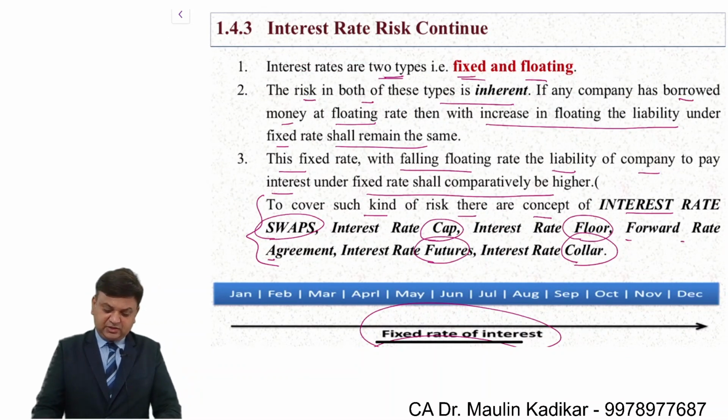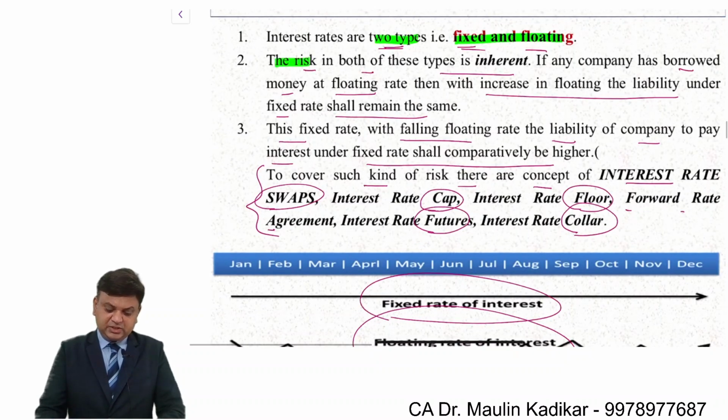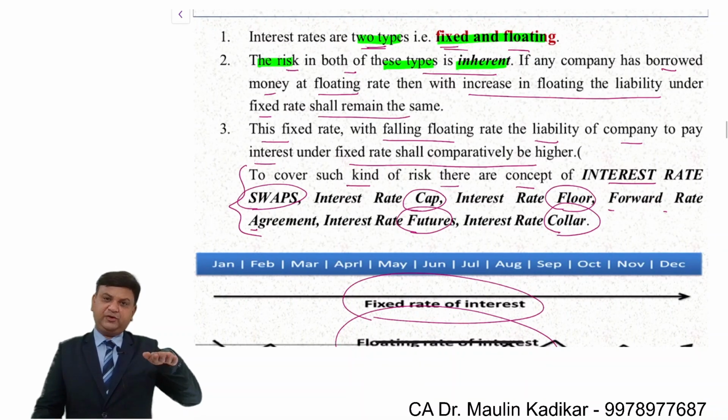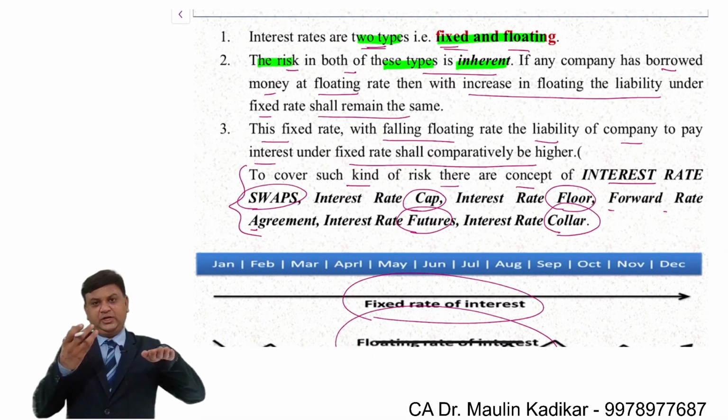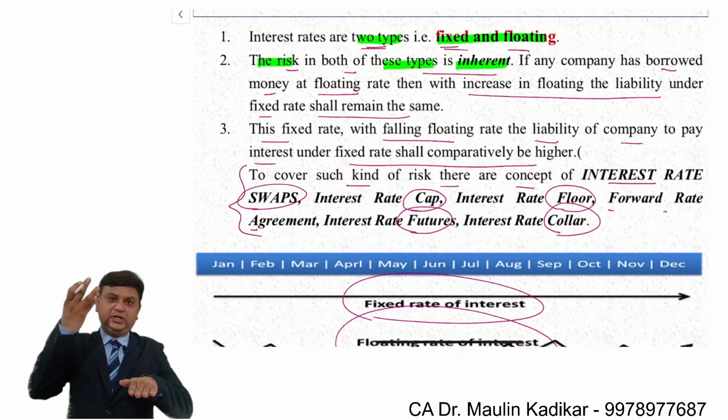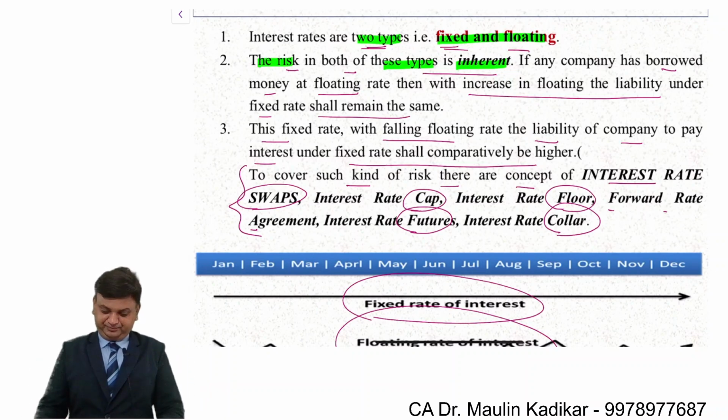Interest rates are of two types, fixed and floating. The risk in both types is inherent. That is, if you borrow at fixed and the floating rate of interest is going down, or if you borrow at floating and the floating rate of interest is going up. We are talking about risk, so I am talking only about the adverse change.